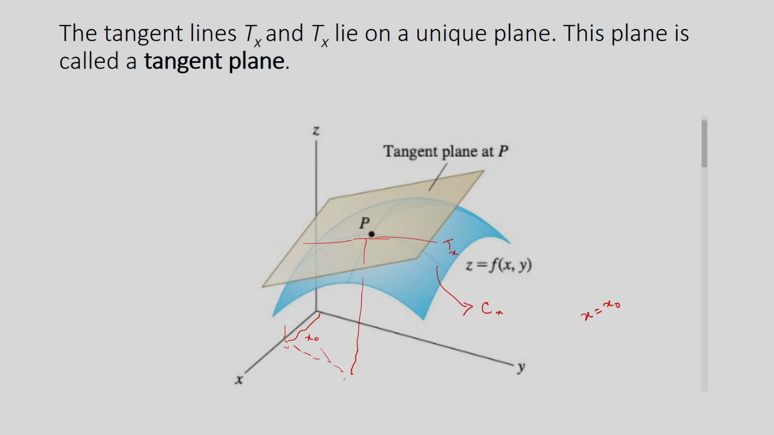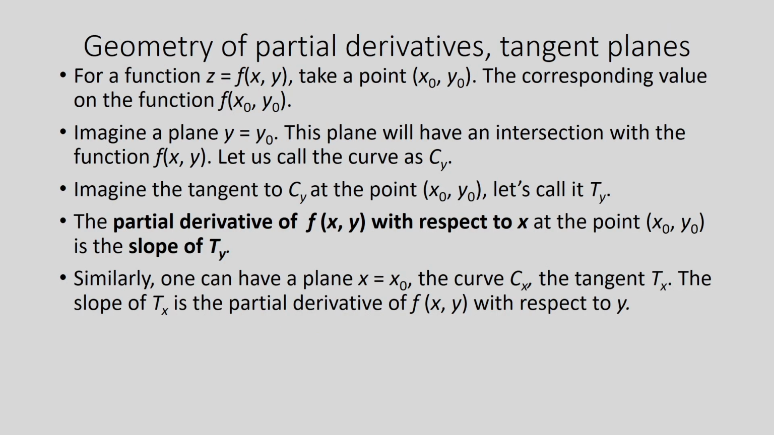Now, these two tangent lines T x and T y lie on a unique plane. This plane is called the tangent plane. So, this is T x and similarly here is T y. Both of them lie on a particular plane, and that plane is called the tangent plane. So, this is visually shown here. This plane that you are looking at is the tangent plane at a particular point, that particular point is P.